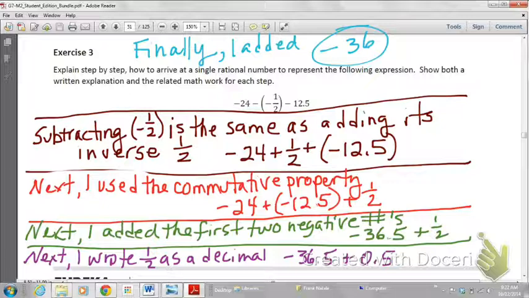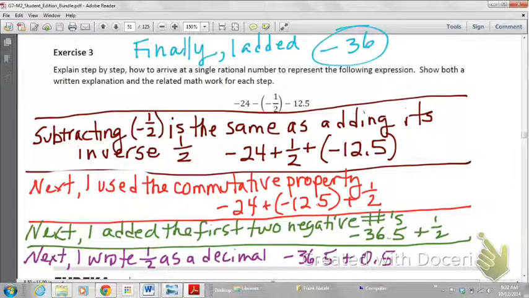Okay, so here are my steps. We had that first step here, subtracting. Again, I like to deal with that first. Subtracting negative 1/2 is the same as adding its inverse of positive 1/2. I went ahead and rewrote my expression here, as you can see there in the brown.